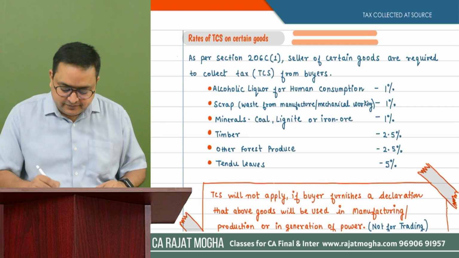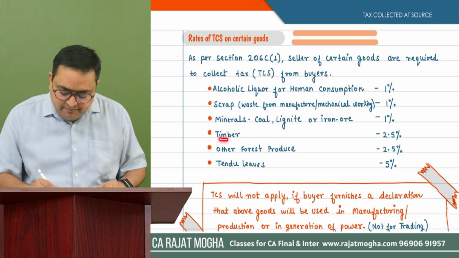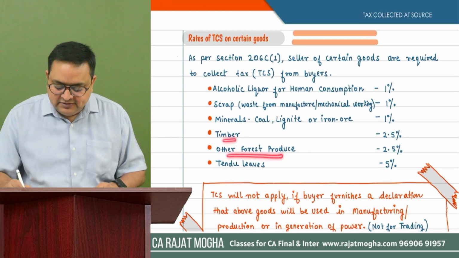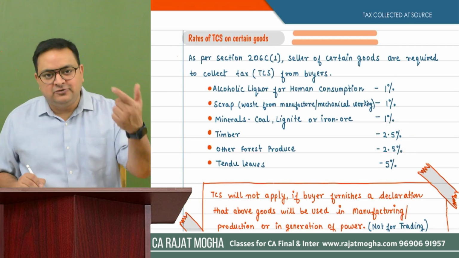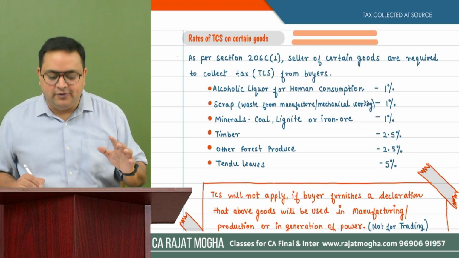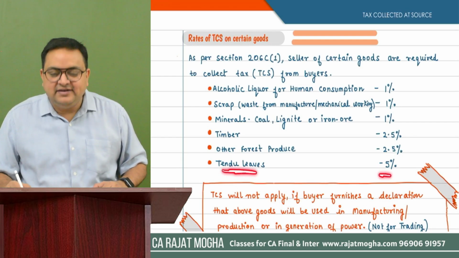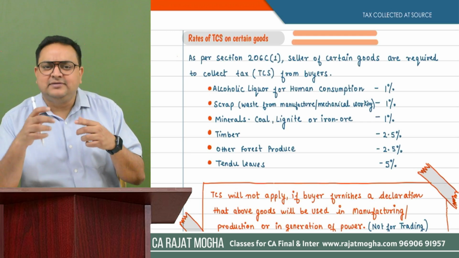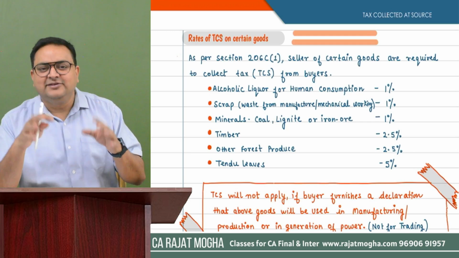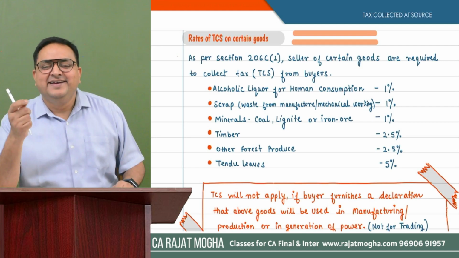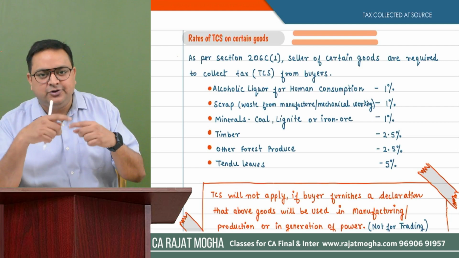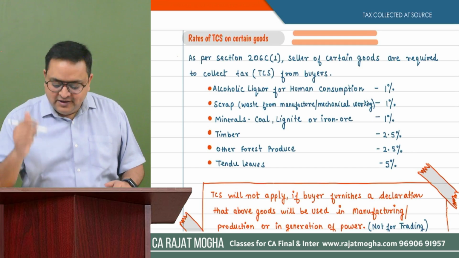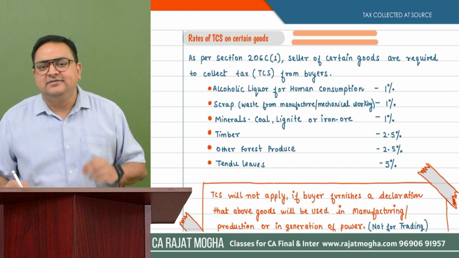You should know this. Second is timber or other forest produce. You understand what is timber? Timber or other forest produce, the TCS rate is 2.5%. Timber also 2.5, other forest produce also 2.5. Tendu leaves, the TCS rate is 5%. Do you understand what is tendu leaves? It's similar to cigarettes, right? It's a small sister of cigarettes, where people wrap tobacco, they just have these beedis. So that is called tendu leaves. If you purchase tendu leaves, then the TCS rate is 5%.